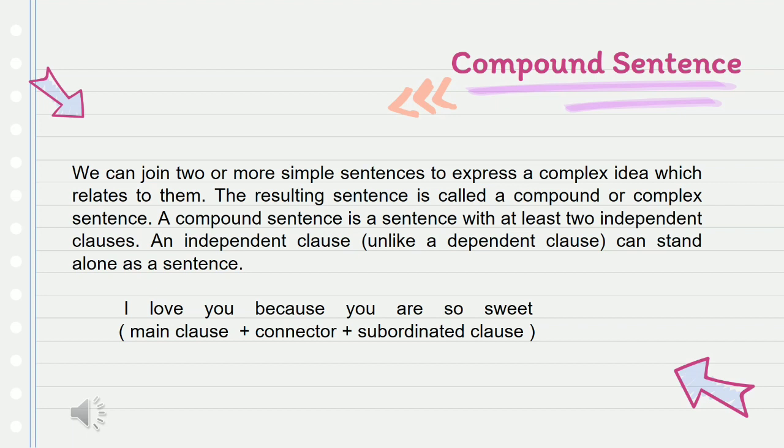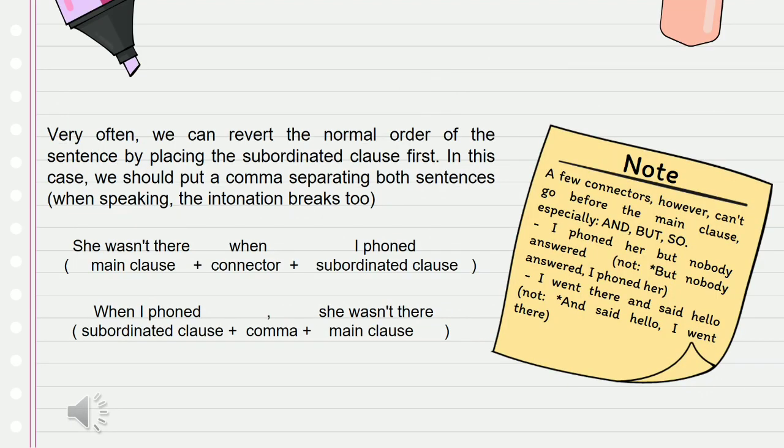Formula: main clause plus connector plus subordinated clause. Very often, we can reverse the normal order of the sentence by placing the subordinated clause first. In this case, we should put a comma separating both clauses. When speaking, the intonation breaks too. Example: She wasn't there when I phoned. Formula: main clause plus connector plus subordinated clause. When I phoned, she wasn't there. Formula: subordinated clause plus comma plus main clause.